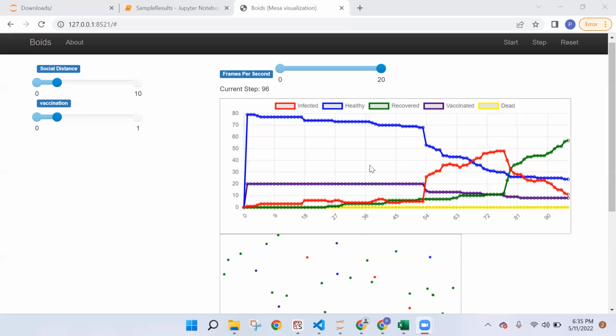Next, coming to the social distance, when the distance between boids increases, the infection rate will be less. Here, we have a parameter called separate. As this value increases, the distance between boids increases and the infection will be less. As the slider value increases from 0 to 10 in steps of 2, the distance increases from 0 to 5. Here we have a 3D graph, time versus separation versus vaccination.